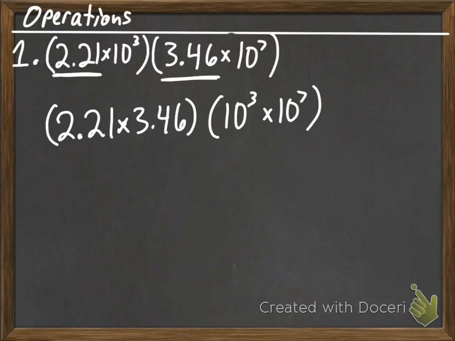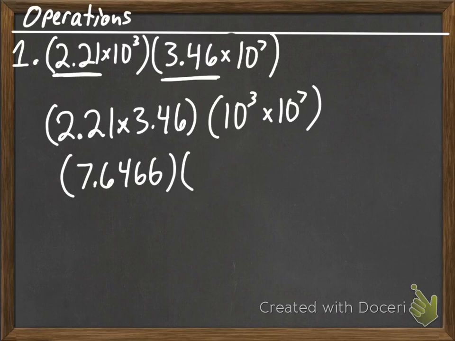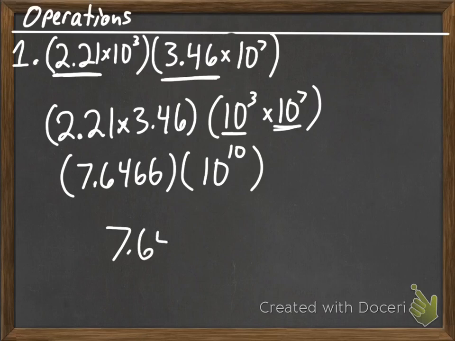Then we're going to treat each one separately. So we do 2.21 times 3.46. We get 7.6466. And then 10 to the third times 10 to the seventh. Well, that's using our exponent properties. Our base is 10, so we get 10 to the 3 plus 7, which is 10 to the 10th. Now we're going to put it back together. 7.6466 times 10 to the 10th.